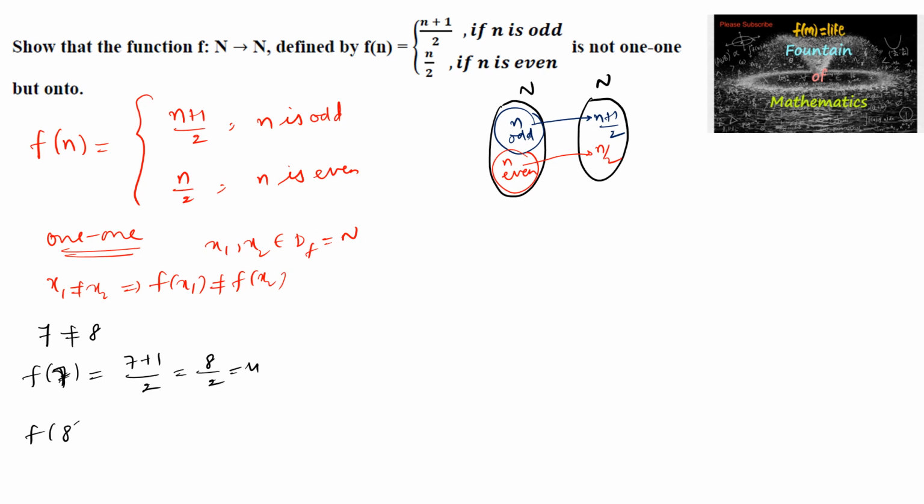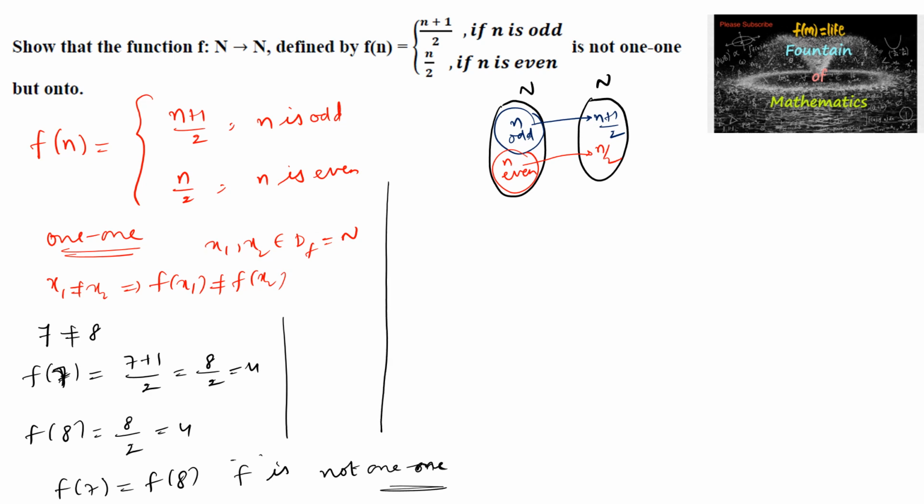And f of 8, since 8 is an even number, is 8 upon 2, which is equal to 4. So we can say for 7 not equal to 8, f of 7 is equal to f of 8. Both are giving the same image. So with this example we can conclude f is not 1 to 1. One example is enough to disprove the statement.